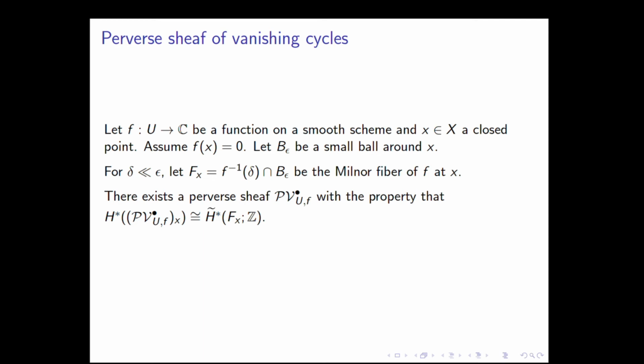The perverse sheaf of vanishing cycles, then, is a perverse sheaf on the entire scheme U, and it has the following property: if you compute the stalk cohomology at some point x of this perverse sheaf, then it'll return the reduced cohomology of the Milnor fiber at that point. And one of the basic results about Milnor fibers is that they are contractible away from the critical locus of f. So this means, in particular, that the perverse sheaf is supported on the critical locus.